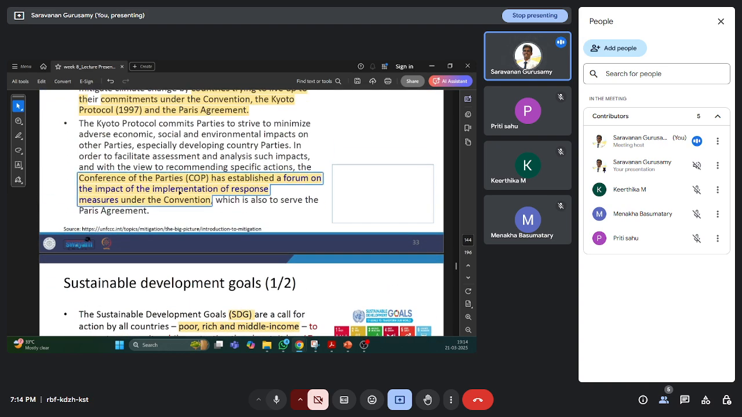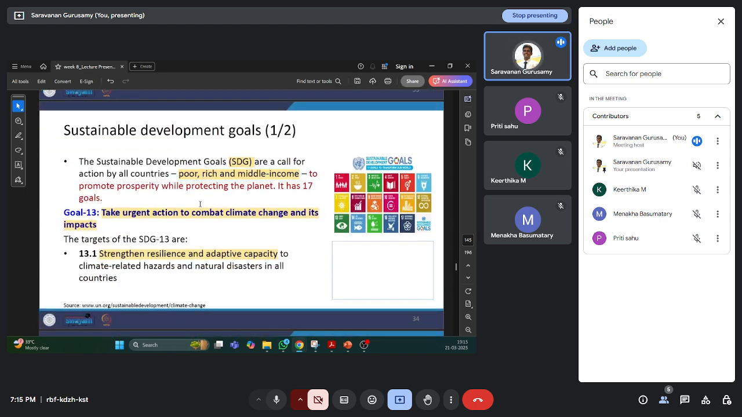And COP, recently we had a COP again. So COP is a conference of parties, has established a forum on the impact of implementation and the response measures under the convention, Paris Agreement. And they have framed a separate sustainable development goals. So SDG 13 is separately for the climate change, and they have taken urgent action to combat the climate change and its impact. So they have different targets for that.